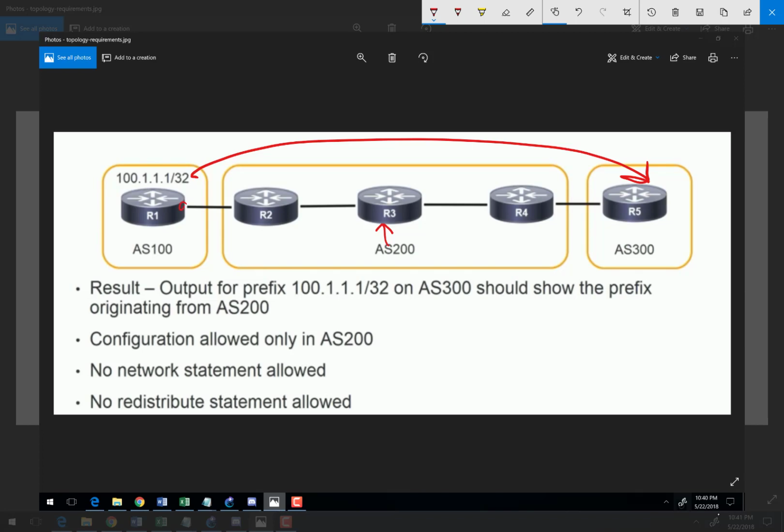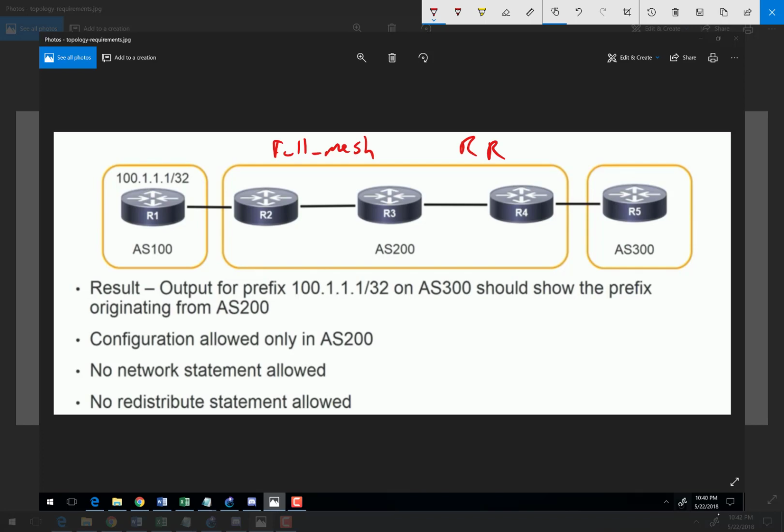Router 1 and router 2 are eBGP neighbors, router 2 and router 3 are iBGP neighbors, router 3 and router 4 are iBGP neighbors, and router 4 and router 5 are eBGP neighbors. So as the prefix gets propagated across, router 2 will take that prefix and advertise it to router 3. Router 3 will not advertise it to router 4. In an iBGP environment, which is what we have here in AS200, you need to have one of two items. You need to have full mesh or route reflectors.